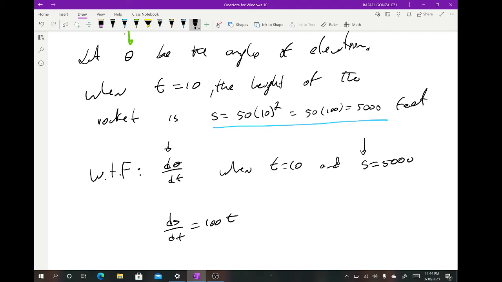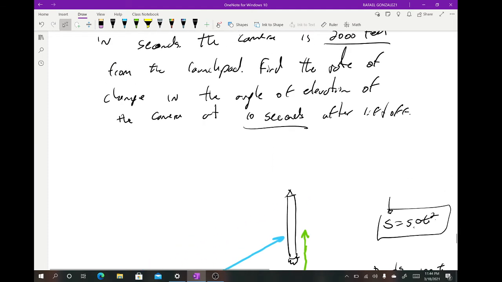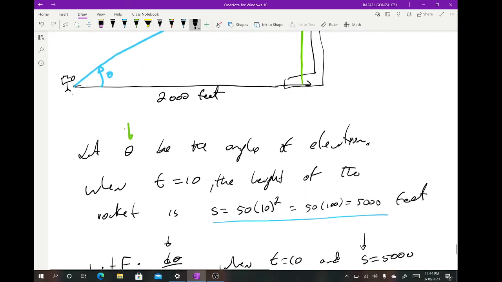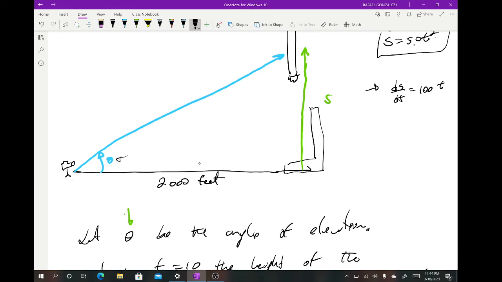So I think that now we have almost all the information that we need to actually solve this problem. Now, again, what do we want to find? We want to find the rate of change in the angle of elevation. We now need to actually find out how the angle is related to the elevation.